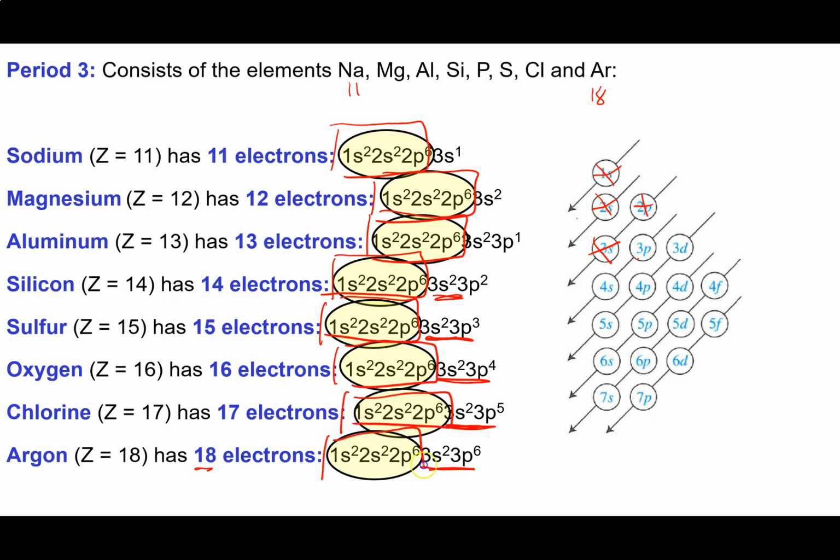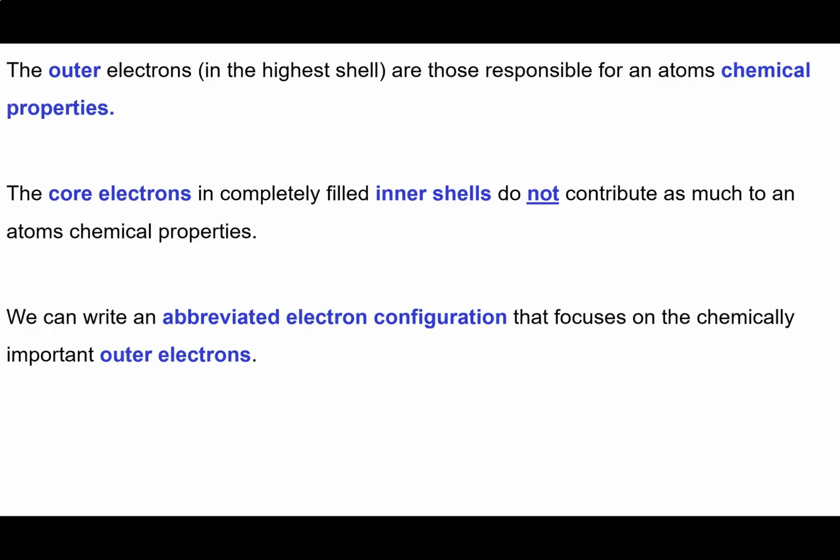That's one thing. But the other thing to recognize is it is these electrons that are in the outermost layer that are going to be used to interact with other atoms. These guys that are in the third layer here are the interesting electrons from a chemist's perspective. So the outer electrons in the highest shell are those responsible for an atom's chemical properties. They're the ones they're going to use to interact with other atoms. The core electrons in the completely filled inner shells, they're not so interesting. They don't contribute as much to an atom's chemical properties.